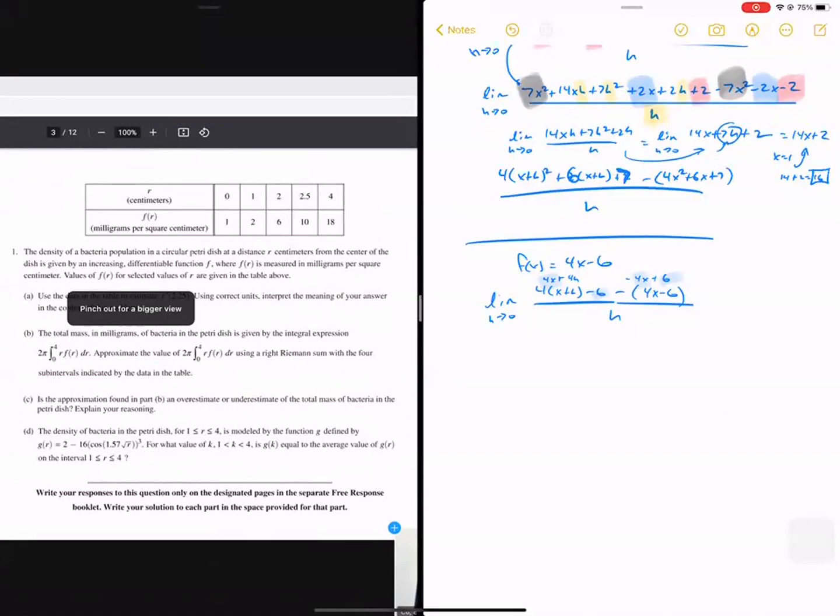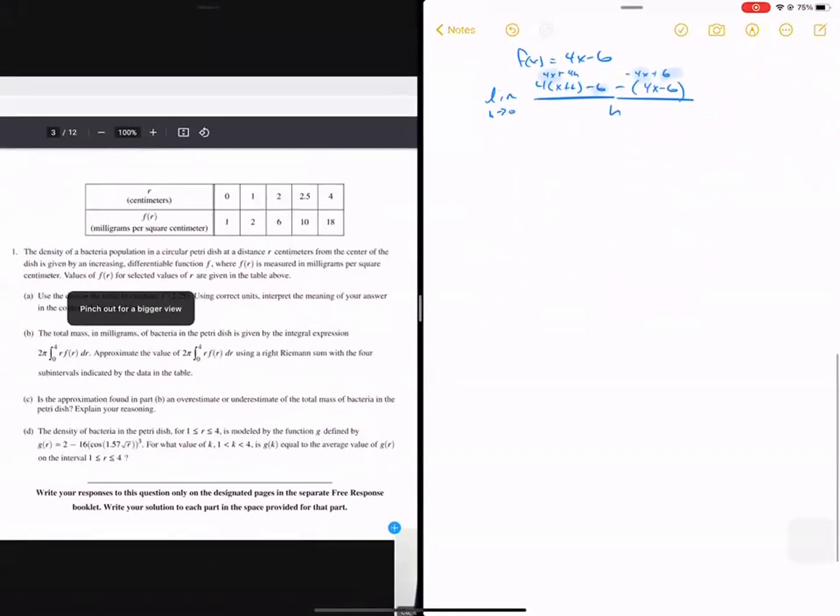For what values of k between 1 and 4 is k equal to the average of r between 1 and 4? So real quickly, Haruka, how do I find the average? Do you know the average? Average value, you can either do 1 over b minus a times the integral from a to b of f of x dx, or you can do f of b minus f of a over b minus a.